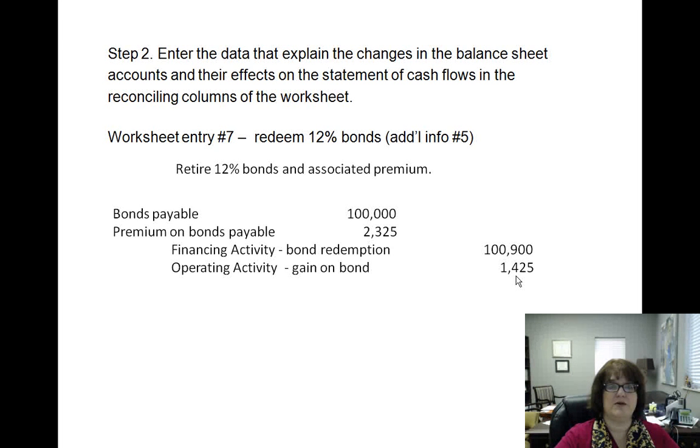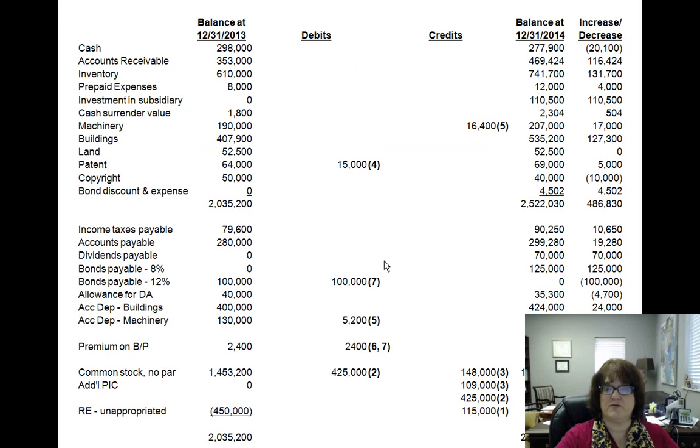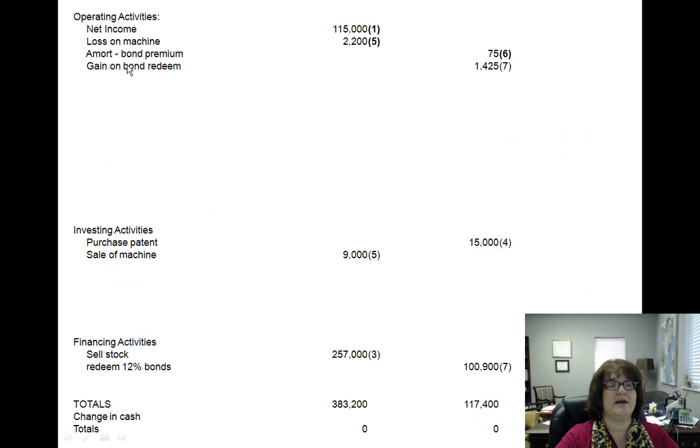All right, so when you look at your financial statements for worksheet entry number 7, here's your debit to the bonds payable. Here's your debit to the premium. Now you'll notice what I've done here is combine journal entries 6 and 7. Journal entry 6 was a debit for $75. Journal entry 7 was a debit for $2,325. So I've just put those two together in Excel. On the flip side down here, we're going to create a place in operating activities to subtract out that gain that was added in because it's not cash. And then we're going to drop down into our financing activities and show that we had an outflow. We had to use our cash to redeem those bonds and retire them.